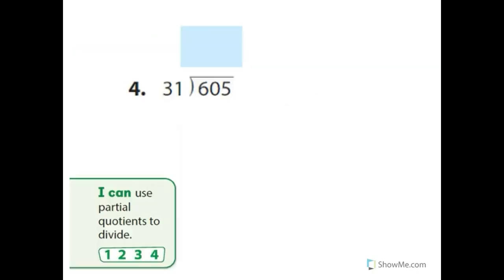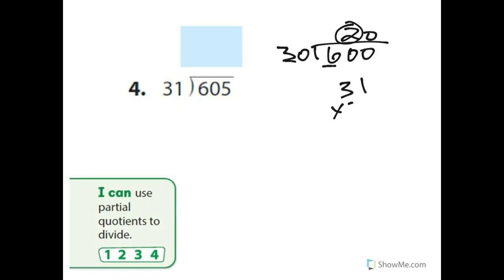Alright, number 4. First thing I want you to do is do the estimation, and then we'll go over it. Alright, so my estimation is going to be 30 and 600, right? 3 and 6. That's going to be 20. Well, can I use that first digit? I can try. I can do 31 times 20.